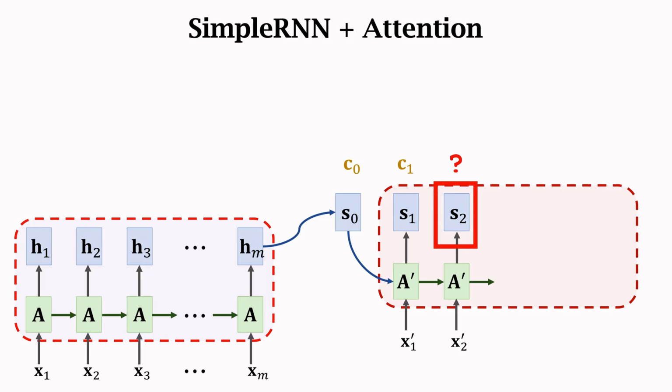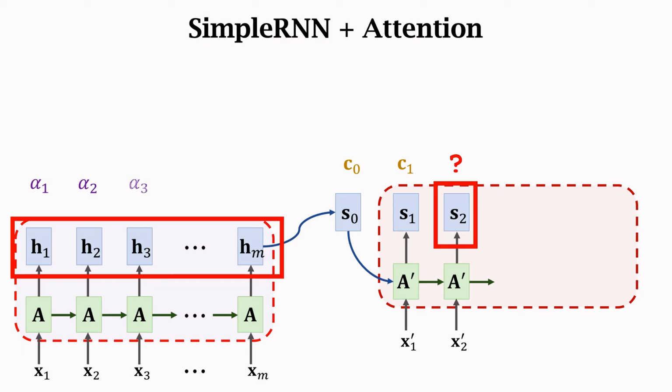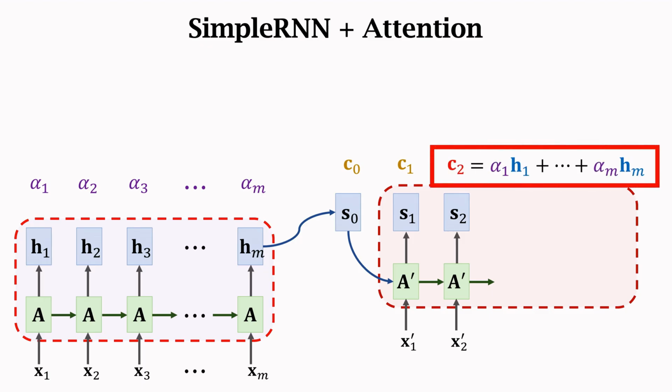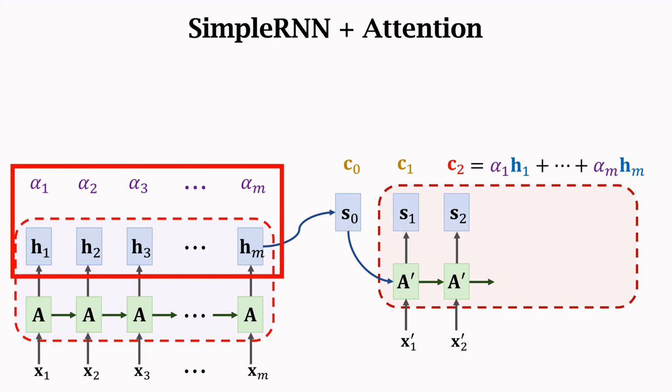Compare the decoder's current state S2 with all the encoder states H1 to Hm to see how well they are aligned. Alpha 1 to alpha m are the computed weights. We compute the new context vector C2 using this equation. C2 is a weighted average of H1 to Hm. The weights are alpha 1 to alpha m. Look at the figure. C2 depends on alpha 1 to alpha m and H1 to Hm.